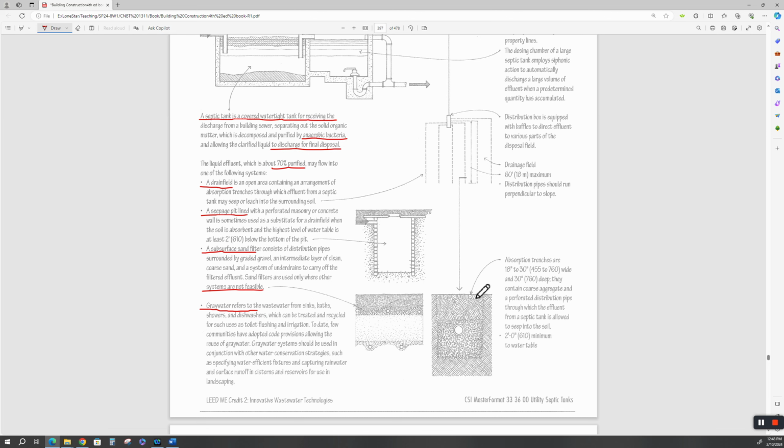Absorption trenches. Here's a good detail of a drain field, assuming you've got the room and the percolation test that allow you to do that. All right. They're 18 inches to 30 inches wide and 30 inches deep. That's assuming you've got the soil that you can actually dig down 30 inches. All right. You'll put soil back on top.